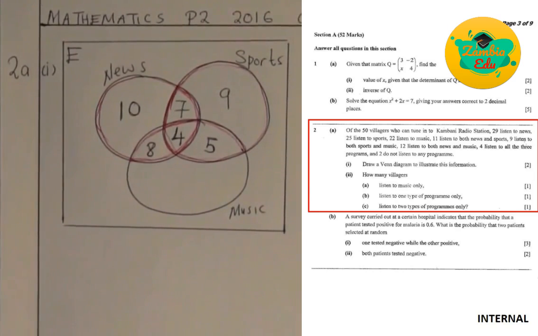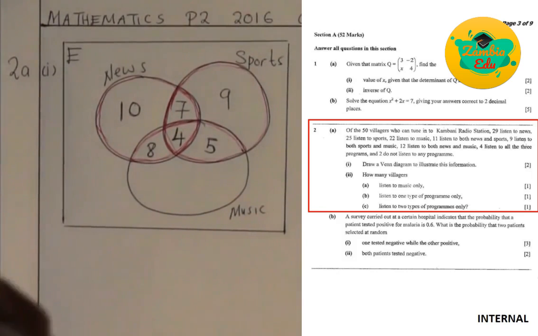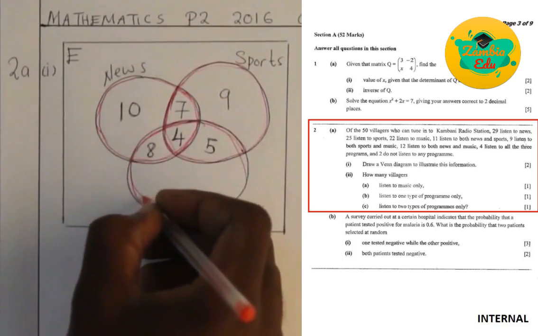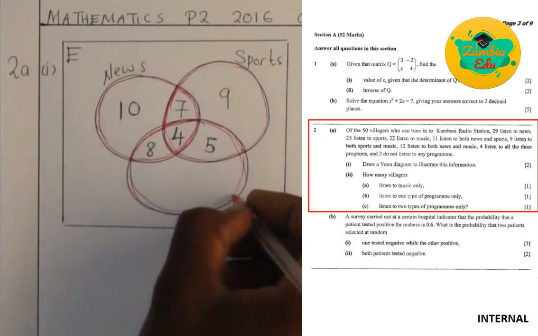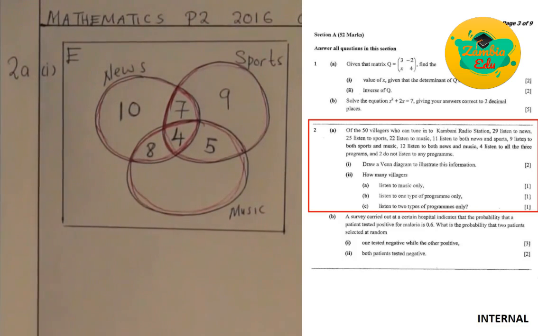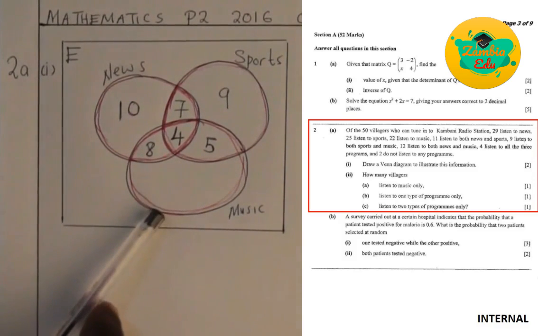And then now we come to music. What was the total number of people who listened to music? The question tells us that 22 people listened to music. And if we talk about music, we are considering this circle here. It represents the total number of people that listened to music. The total we've been told is supposed to be 22.